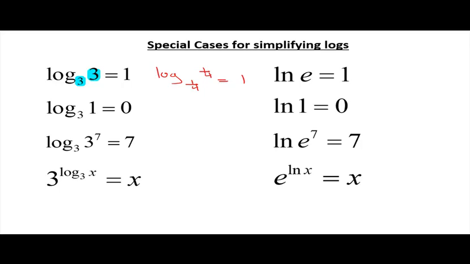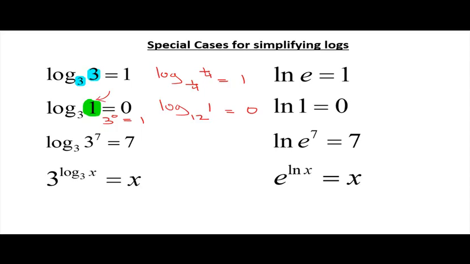The other special case: if this value here is 1, then you know that this log is going to equal 0. Because if you convert to exponent form, 3 to the 0 power is going to equal 1. So anytime this value here is 1, then we know that the log is going to equal 0. So let's say you have something like log base 12 of 1. We know this equals 0.